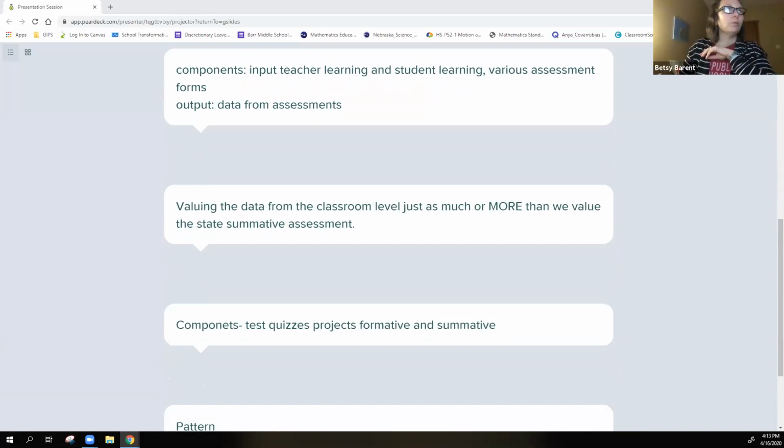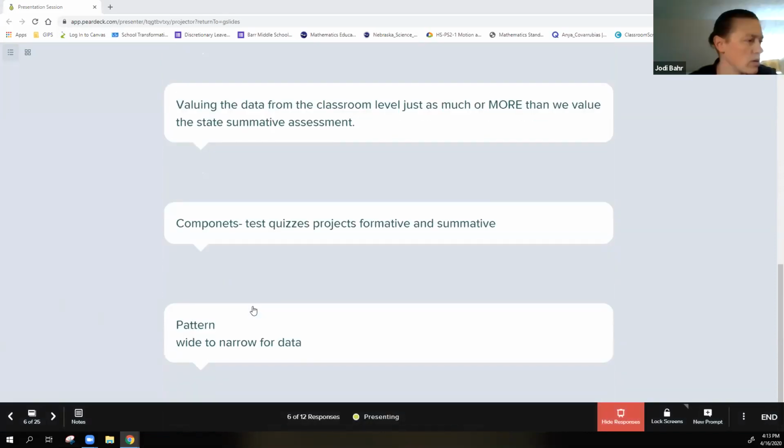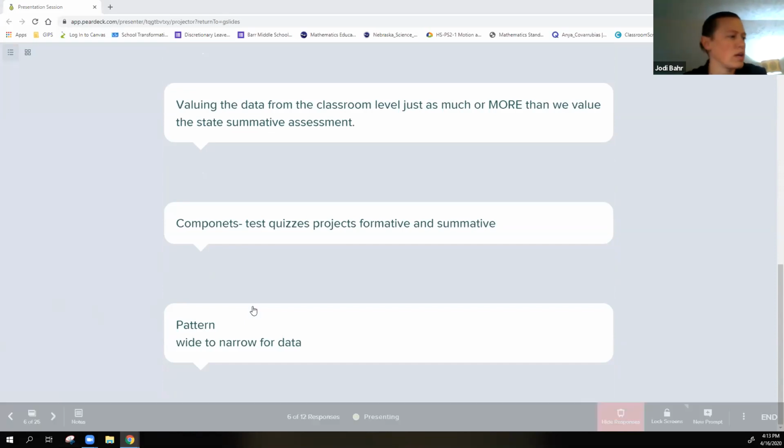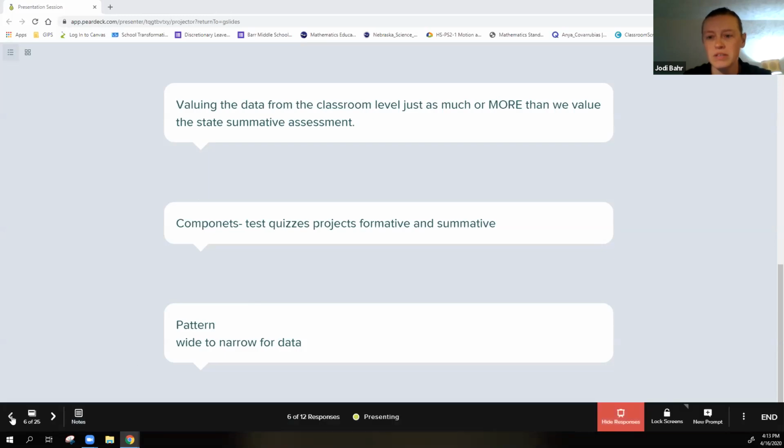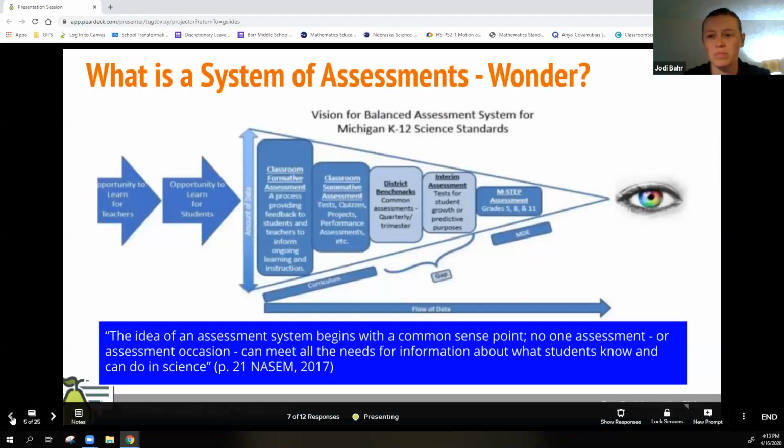Jody, what did you notice? Okay, I found it interesting that the state assessment was such a small piece of it, but yet I feel like teachers spend a lot of time focused specifically on that state assessment, but yet it's such a small piece. Gotcha. Anya, how about you?